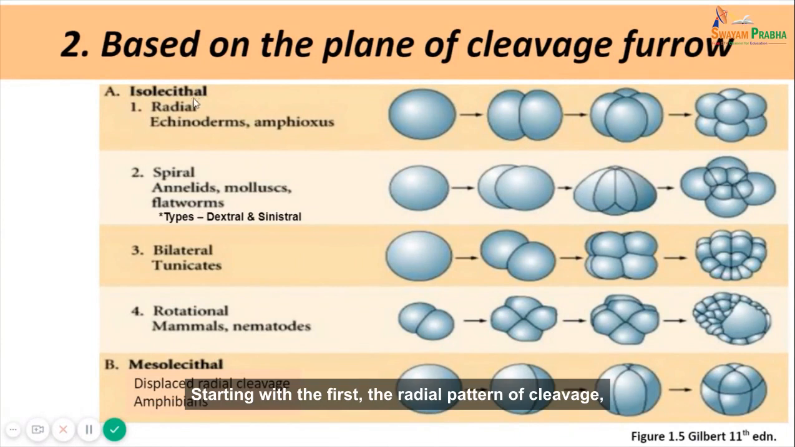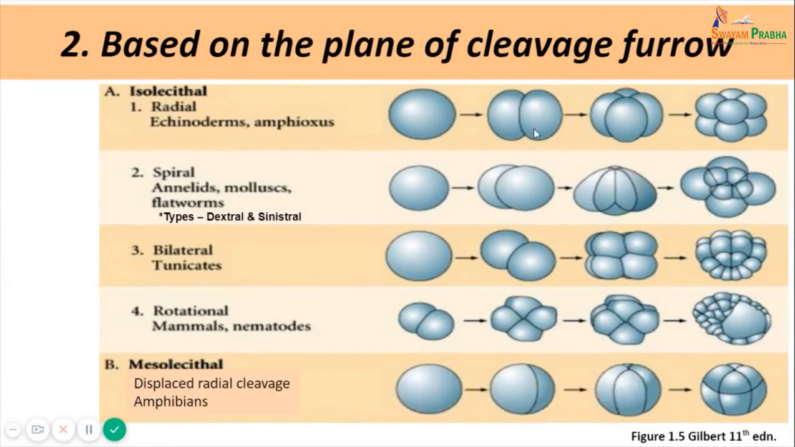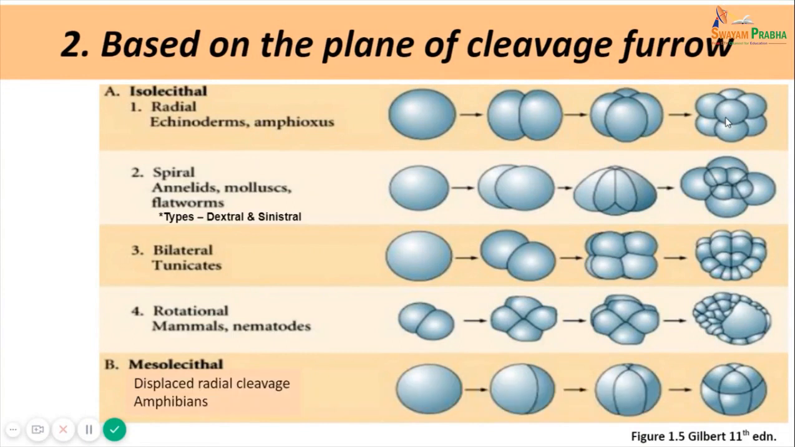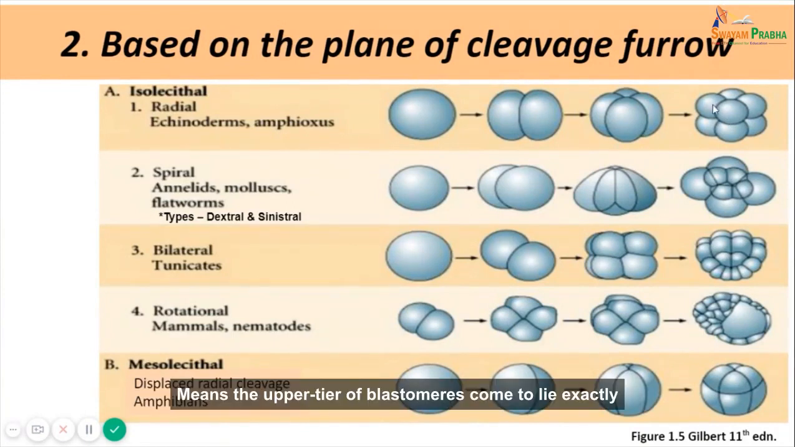Starting with the first, the radial pattern of cleavage. The radial pattern is the simplest one, in which successive cleavage furrows cut straight through the center of the egg at right angles to each other, such that the blastomeres at the end have got radial symmetry. It means the upper tier of blastomeres come to lie exactly upon the blastomeres of the lower tier in a symmetrical manner around the polar axis, as we saw in equal holoblastic cleavage also. This happens in the case of echinoderms and amphioxus.